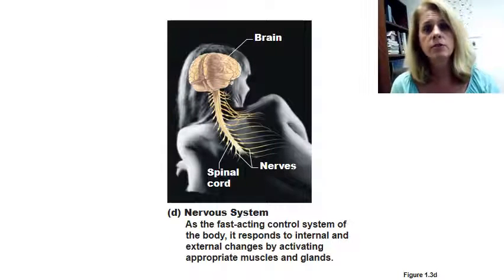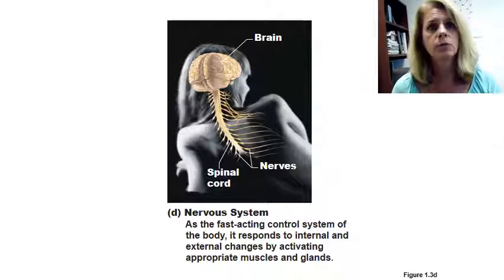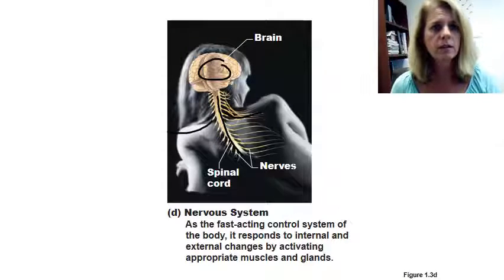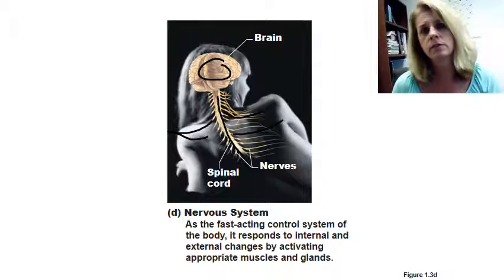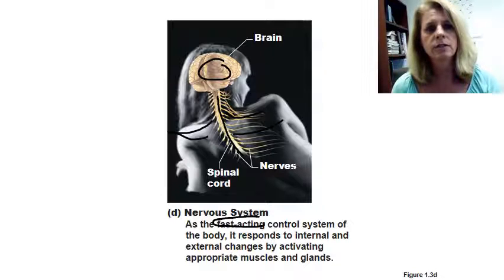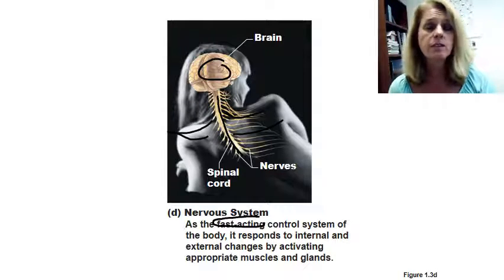The next system is your nervous system, and it includes your brain and your spinal cord and your nerves. So you have your brain up in your cranial cavity, up in your head, the spinal cord down your backbone, and then nerves going out to the different parts of your body. And it is a fast-acting control system. It's really fast. And so at the blink of an eye, literally. And so it responds to changes both outside and inside your body.